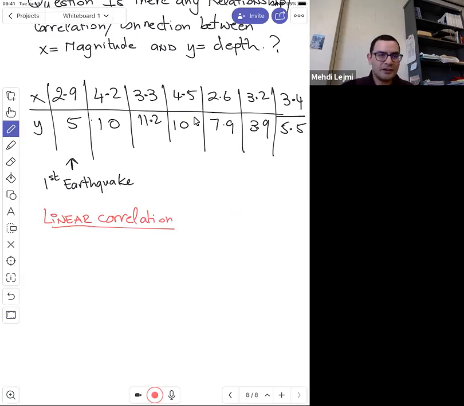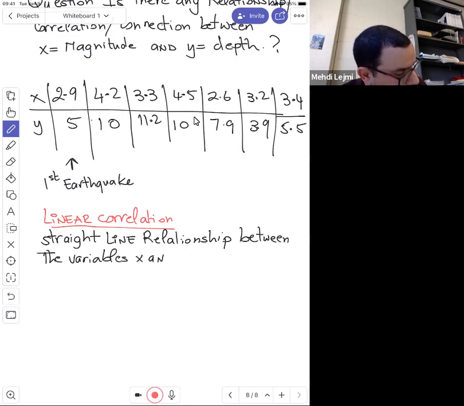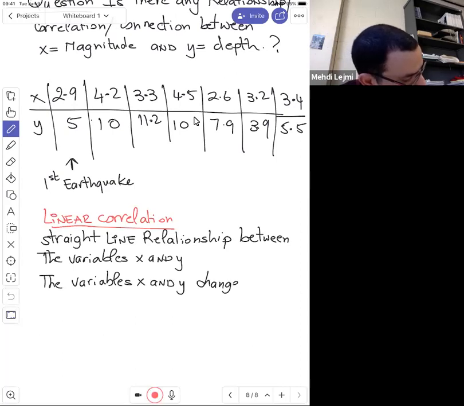Okay, so what's a linear correlation? It's just a straight line relationship between the variables X and Y. When you have this kind of relationship between the two variables, it means that the two variables, X and Y, change at a constant rate. Okay, that's what it means.